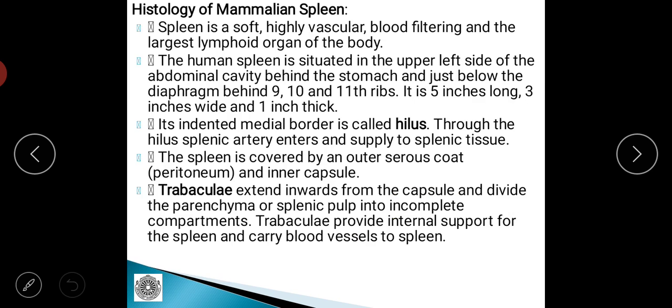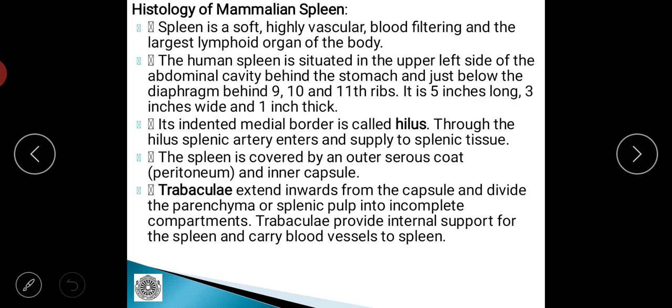The details of histology of mammalian spleen are as follows. Some important features. First one, spleen is a soft, highly vascular, blood filtering and the largest lymphoid organ of the body. The human spleen is situated in the upper left side of the abdominal cavity, behind the stomach and just below the diaphragm, behind the 9th, 10th and 11th ribs. It is about 5 inches long, 3 inches wide and 1 inch thick.